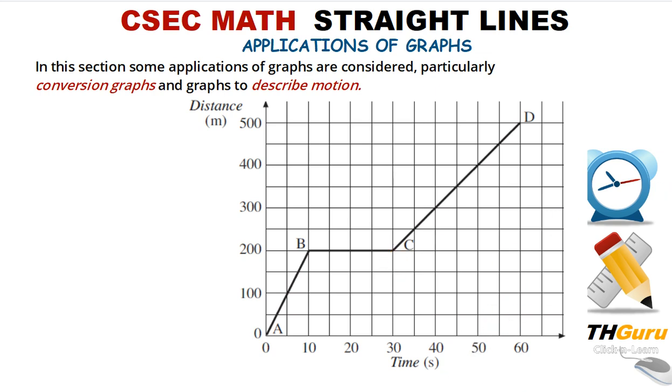Now the gradient in the first 10 seconds shows the velocity or speed the car is traveling at. Here, from 10 seconds to 30 seconds, the speed or the velocity remains constant, and then from there to here it increases like that. Now the gradient is steepest from A to B, isn't that so? This is steeper than that, this line here.